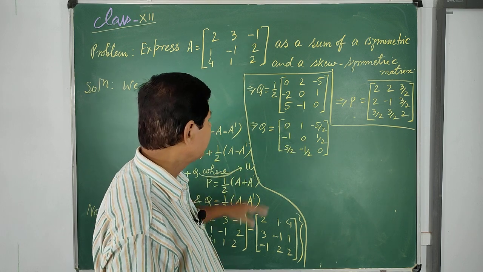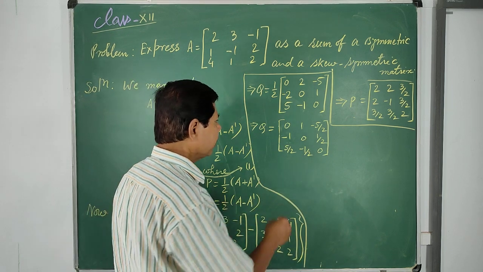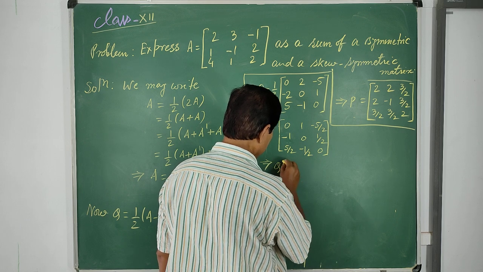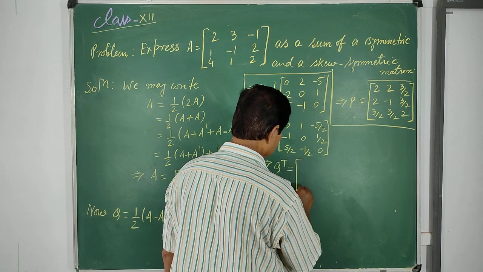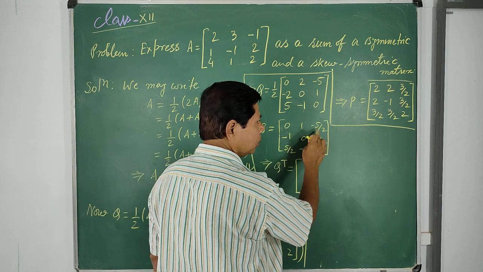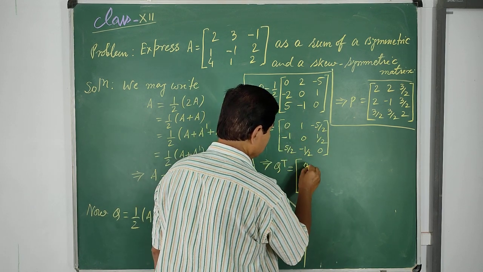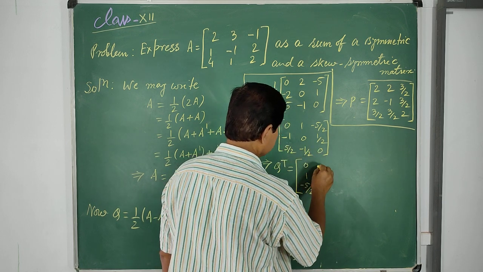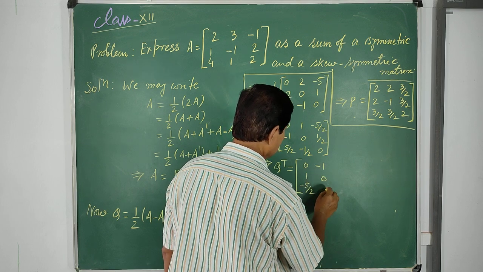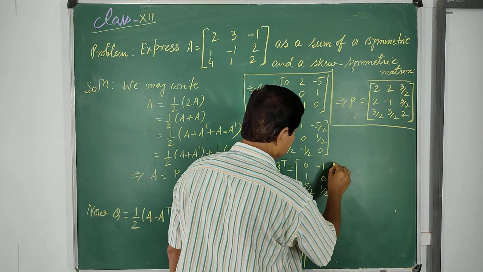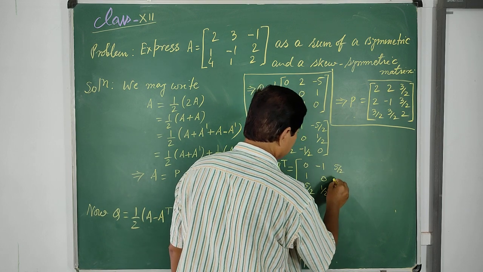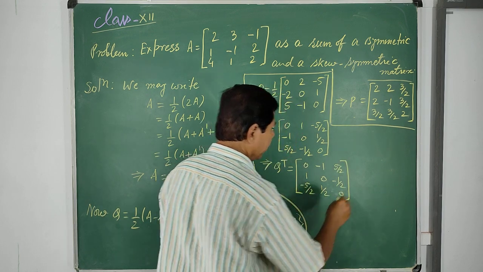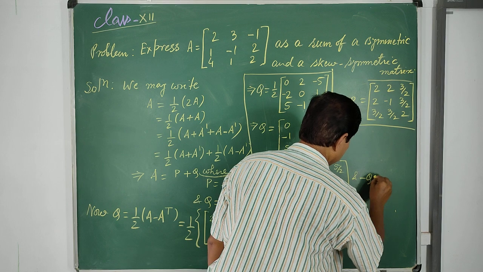Diagonal elements are 0. Therefore, minus Q equals Q dash is satisfied. So we have to show this, just find out Q dash, that is Q T, and minus Q. Q T will be equal to, change rows into columns, 0, 1, minus 5 by 2, second row becomes second column, minus 1, 0, half, 5 by 2, minus 1 by 2 and 0. This is your Q T.